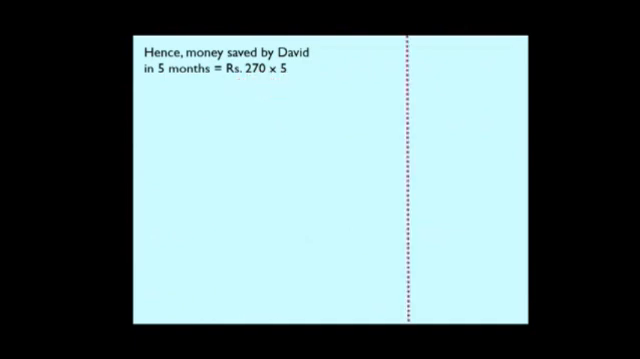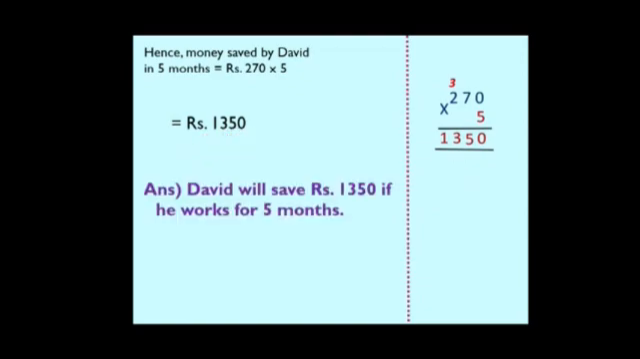So therefore, money saved by David in 5 months is rupees 270 multiplied by 5. Let's multiply here. Then 5 zeros are 0. 5 sevens are 35. We will write 5, 3 over here. Then 5 twos are 10. 10 plus 3, 13. So the answer will be rupees 1350, right? So David will save rupees 1350 if he works for 5 months.